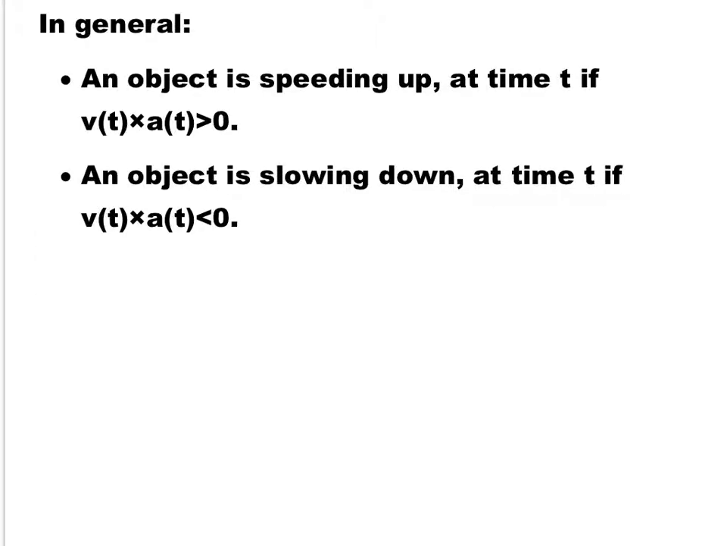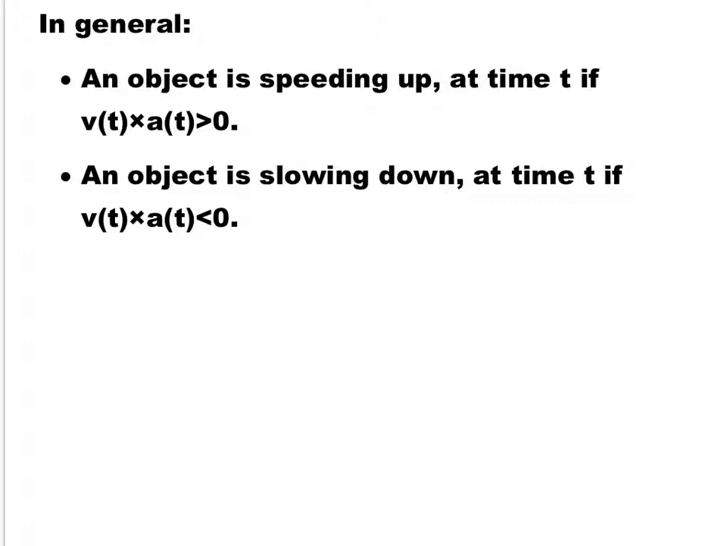When dealing with an object which has a displacement, there are two things that we have to remember. First of all, the velocity is the first derivative of the displacement function, and the acceleration is the first derivative of the velocity function, or the second derivative of displacement. At any time t, when the product of velocity and acceleration is greater than 0, the object is speeding up. And when the product of velocity and acceleration is negative, the object is slowing down.